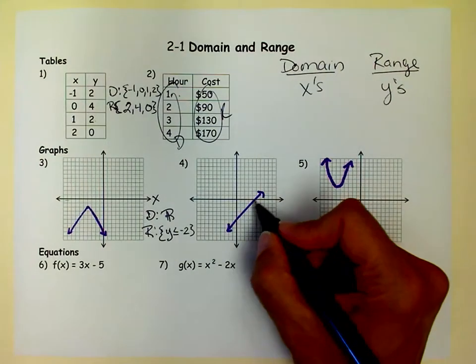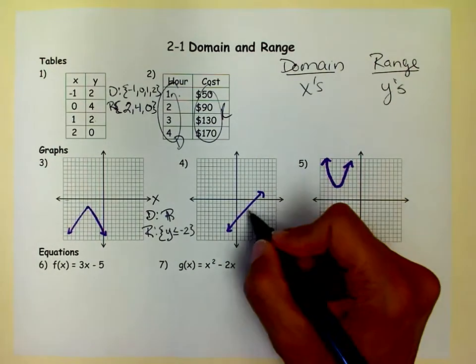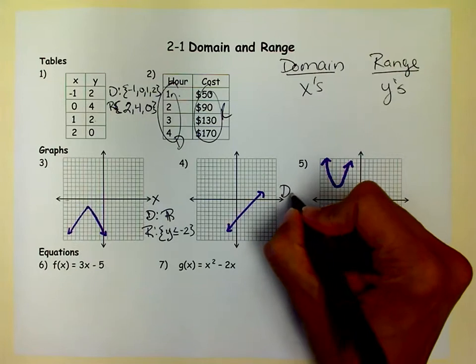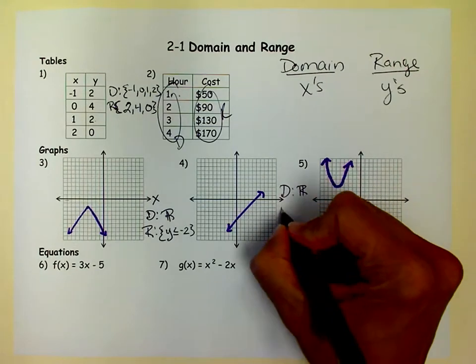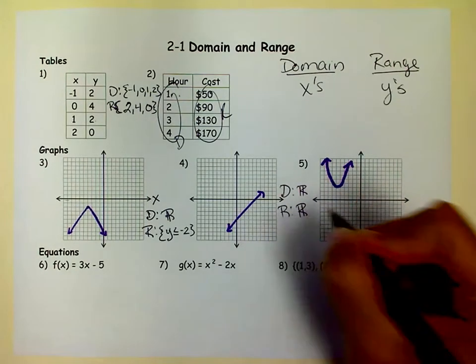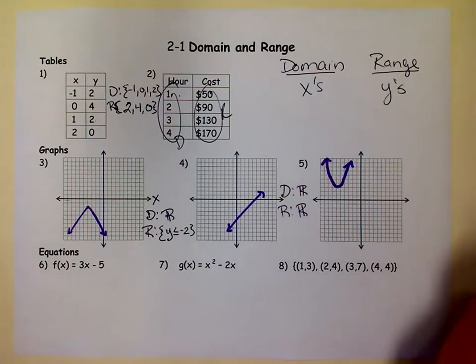Okay, this is the line. It goes up and left forever, up and right forever, down and left forever. So the domain is all real numbers, and the range is all real numbers. The lines are pretty easy that way.